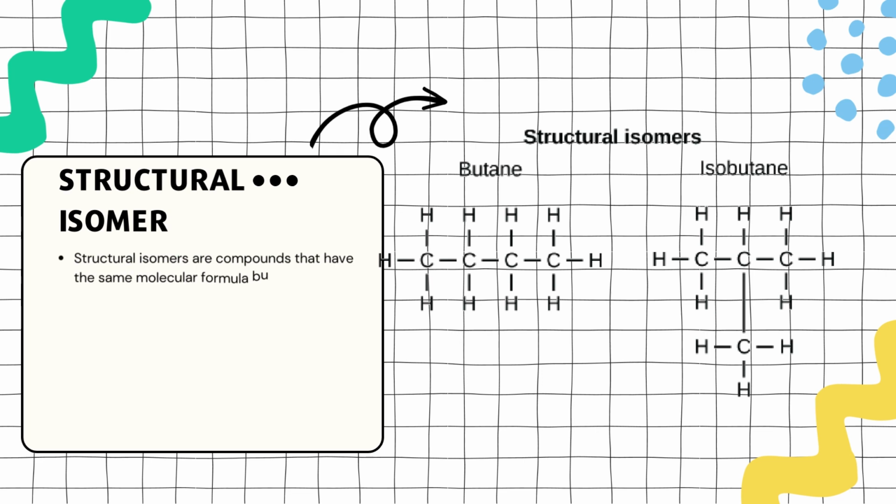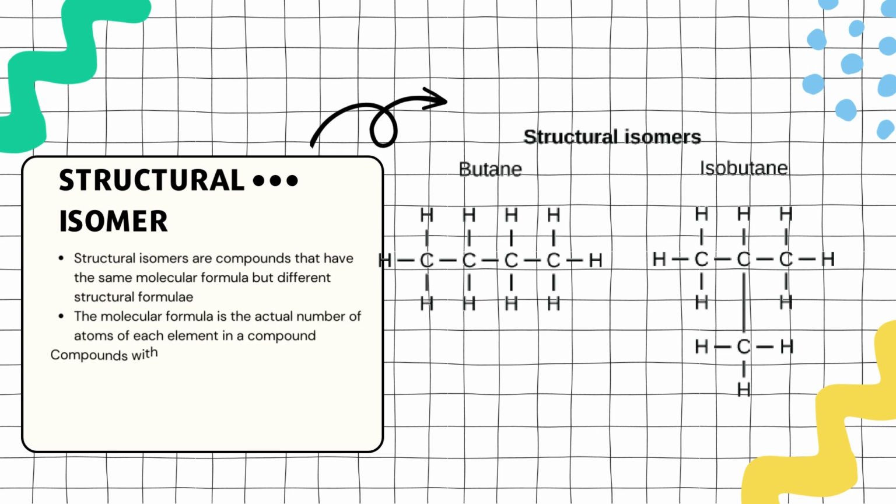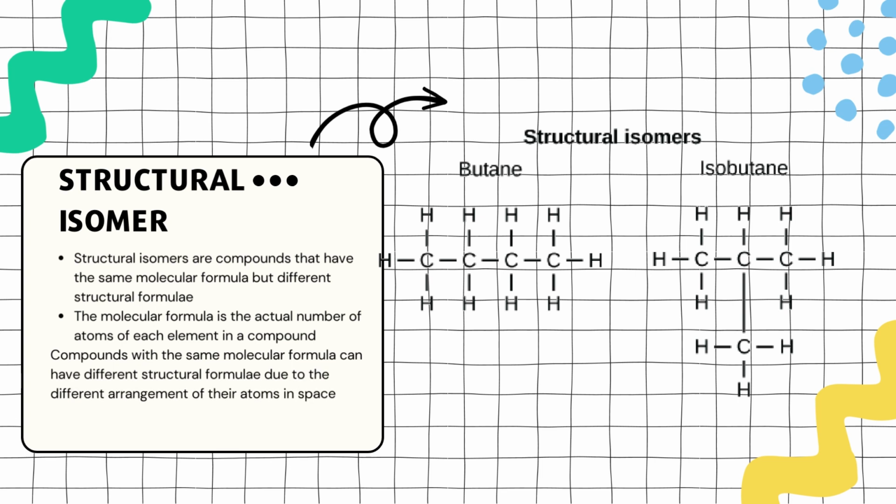Structural isomer. Structural isomers are compounds that have the same molecular formula but different structural formulae. For example, if we look at butane and isobutane, butane has a straight chain made up of 4 carbon atoms, while isobutane has 3 carbons making the longest chain. Then we have a branch, a methyl branch on carbon number 2.